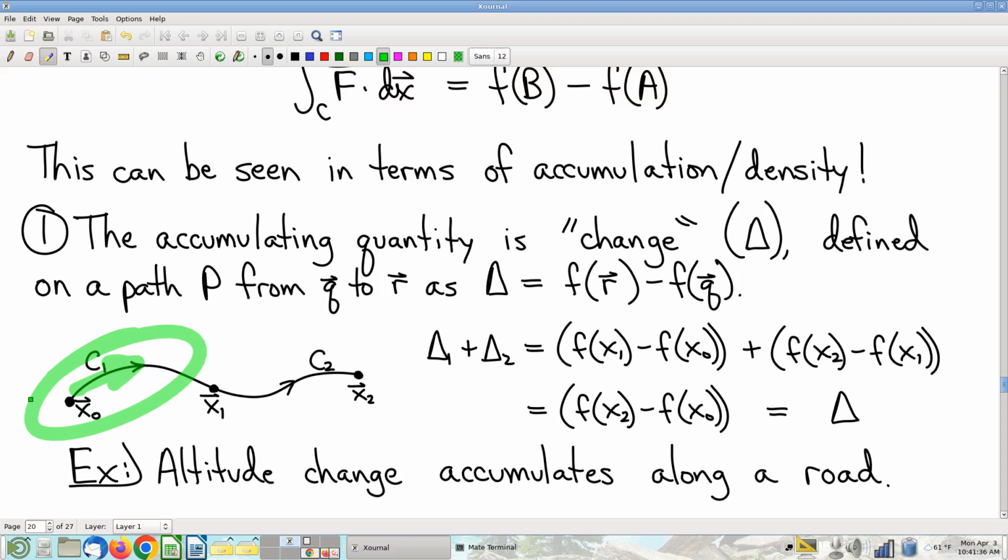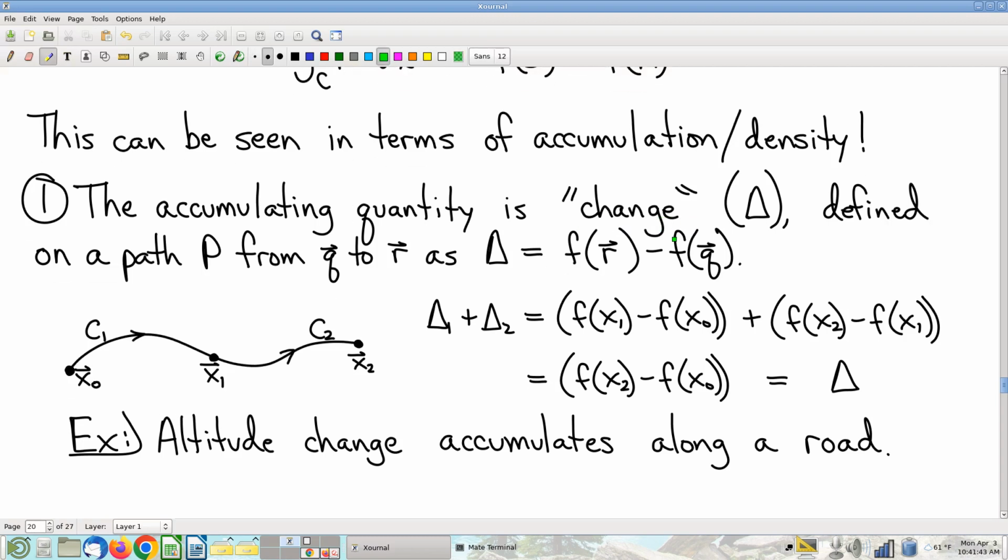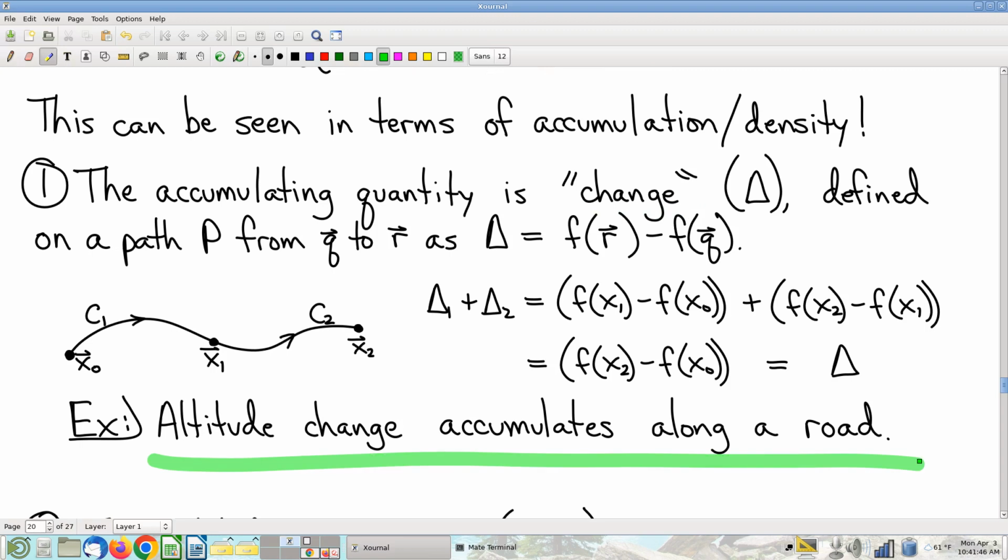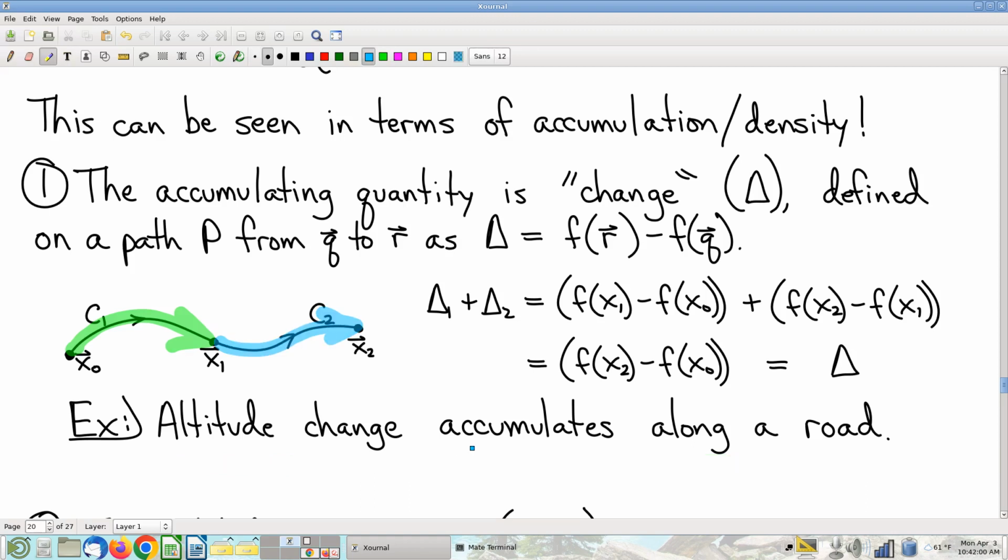So it's a little different, but it remains that change is still an accumulating quantity. My favorite metaphor here is to think about how altitude changes as you move along a mountain road. If you were to look at how much altitude changes from there to there, and then look at how much altitude changed from there to there, when you add those up, that will tell you the total amount that altitude changed from the initial start to the final end. It's just perfectly clear.